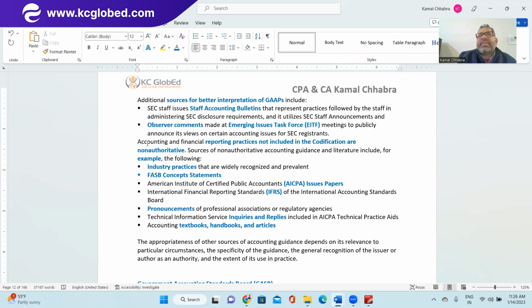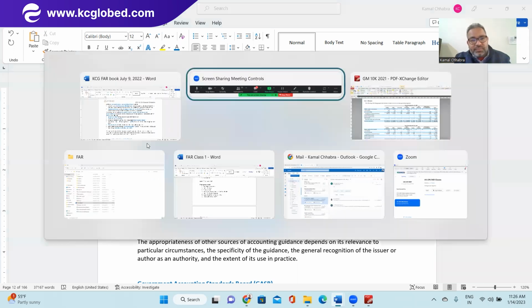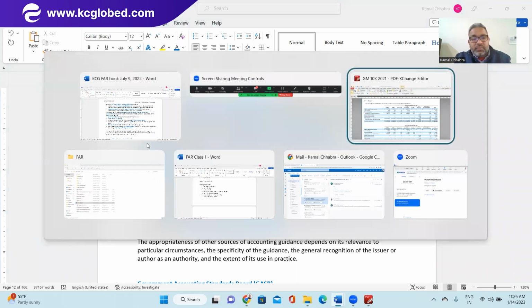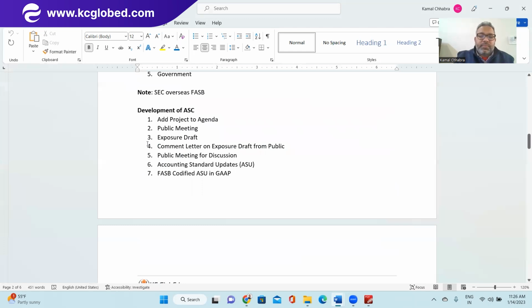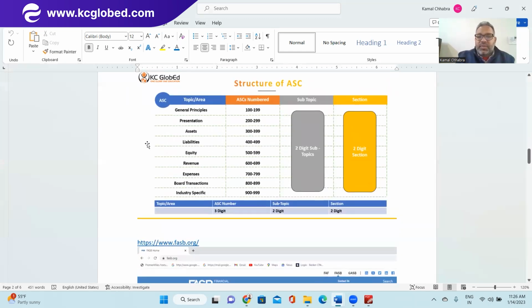But nowadays things are very much structured. Do you remember the codification structure of the ASC? Do you remember the 900 series to 999 series? Do you remember this chart which we discussed in the last class? What is the last one? 900 to 999 series. Industry specific.